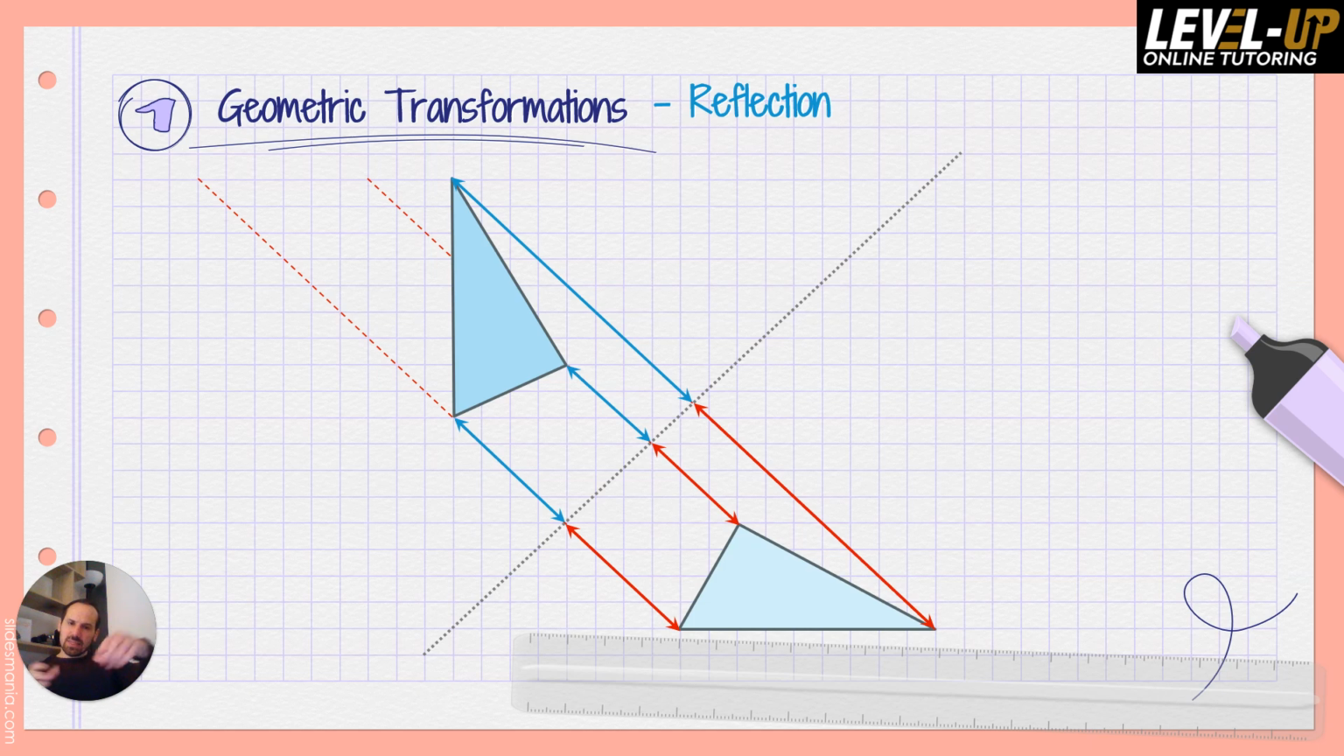And you can imagine taking this paper here, and if you fold it along that line, one shape would go onto the other. Maybe you can see that, maybe you can't. So that's how we would work that out.